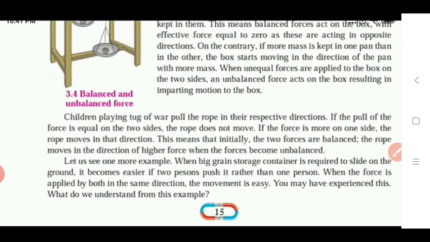When the force is applied by both in the same direction, the movement of this container takes place very easily and comfortably. You may have experienced this. What do you understand from this example?